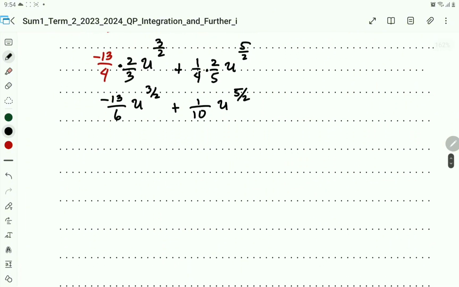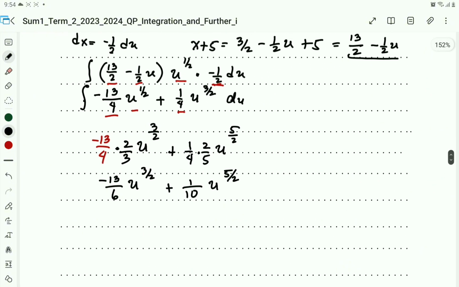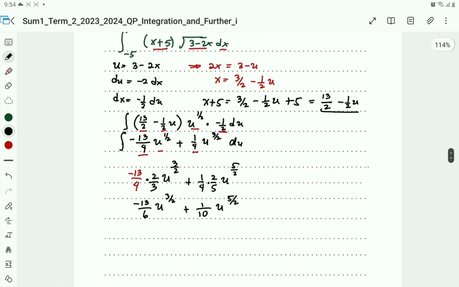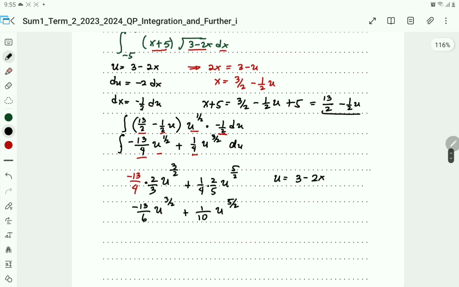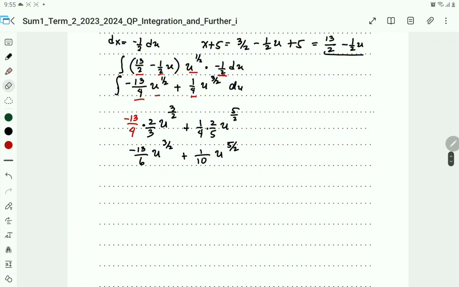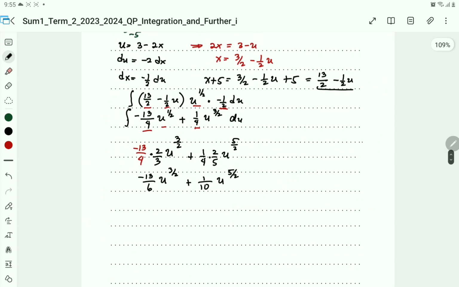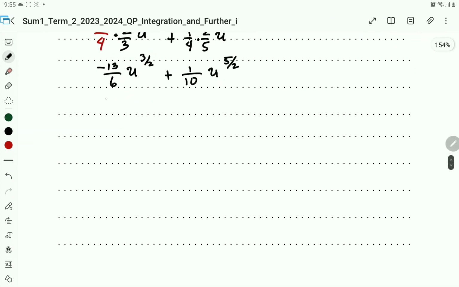So 3 over 2 is common, right? I think we can now plug in the value. Wait, let's change the boundary. If u is equal to 3 minus 2x, no, I don't like to change the boundary now. We should have changed the boundary a while ago. So let's just use this one.